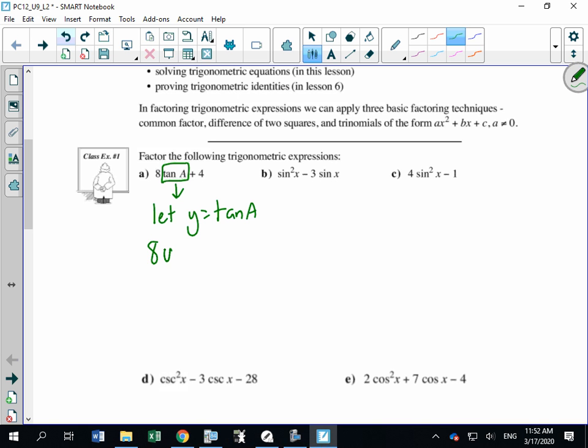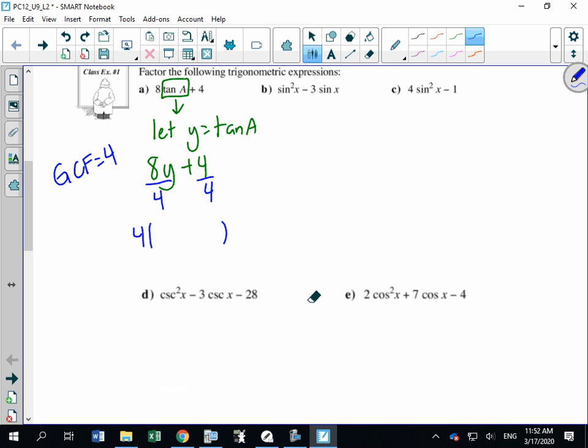So that would be 8y plus 4. If I said factor this, you'd say no problem. I'm going to factor by a GCF, and the GCF is 4. Divide that side by 4 and that side by 4. Your GCF goes in front of the bracket and your solution goes in the bracket. So 8 divided by 4 is 2y plus 1. Those are my two factors, 4 and 2y plus 1.